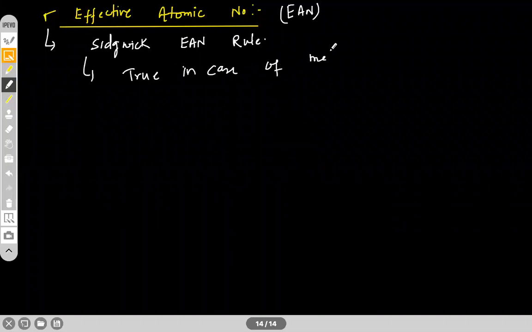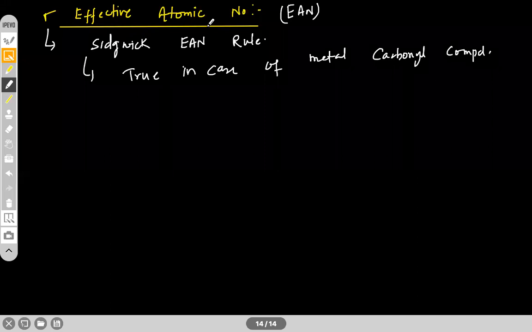metal carbonyl compounds. Means metal and carbonyl compound is there, CO group is there, then the rule is correct mostly. And in some books it is also written, Sidgwick EAN rule is valid only when the metal has carbonyl ligands. CO is the ligand over there. Okay, so what is the effective atomic number?